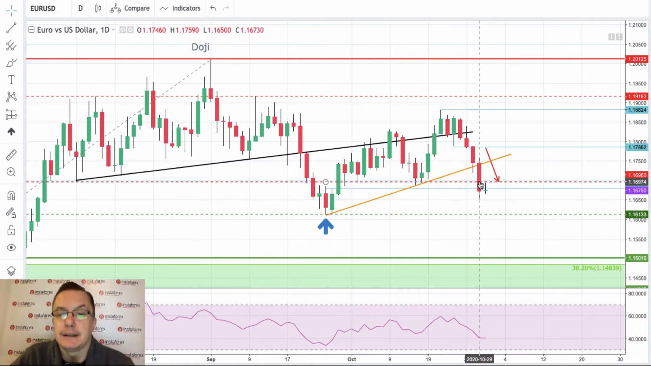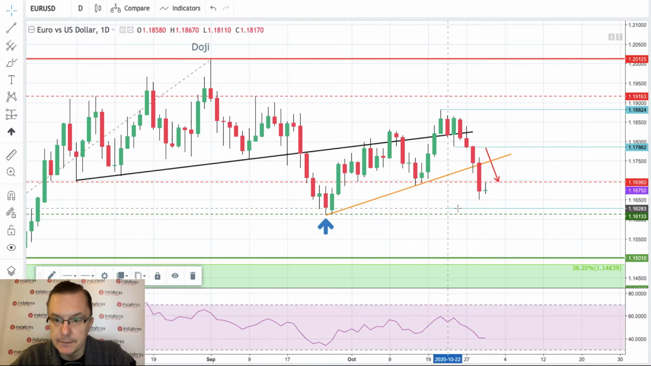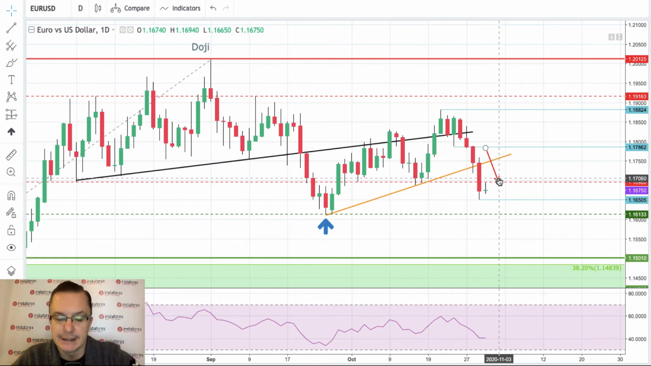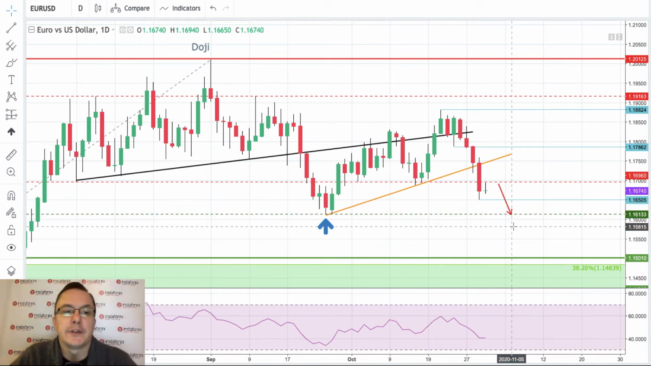Low was made at the level of 1.1650. So if this level is violated, let me just put this intraday support. Yeah, there you go, 1.1650. If this level is violated, we are going to visit 1.1613. So this is exactly what I was saying yesterday. If this level is violated, there you go, we got the next target here, and we continue to go lower on the euro dollar.